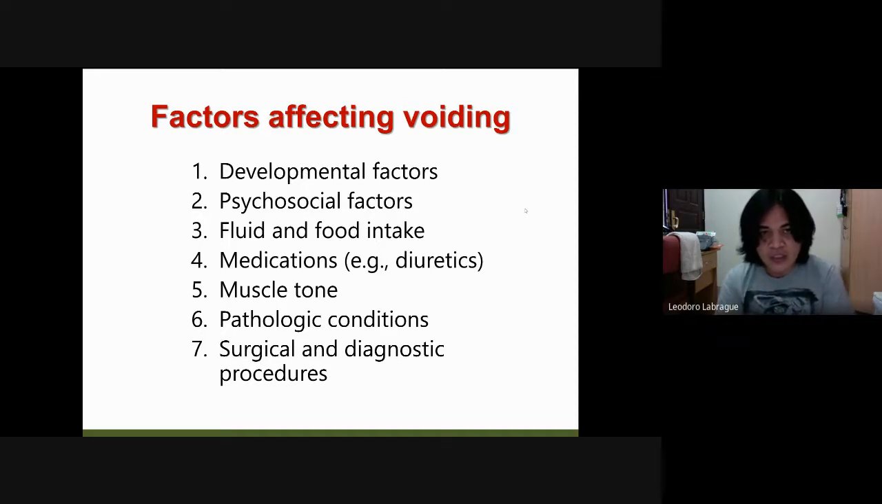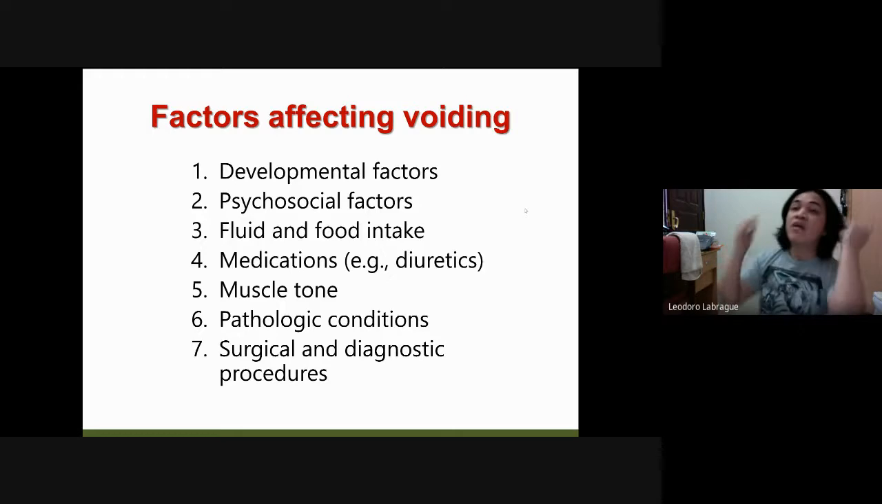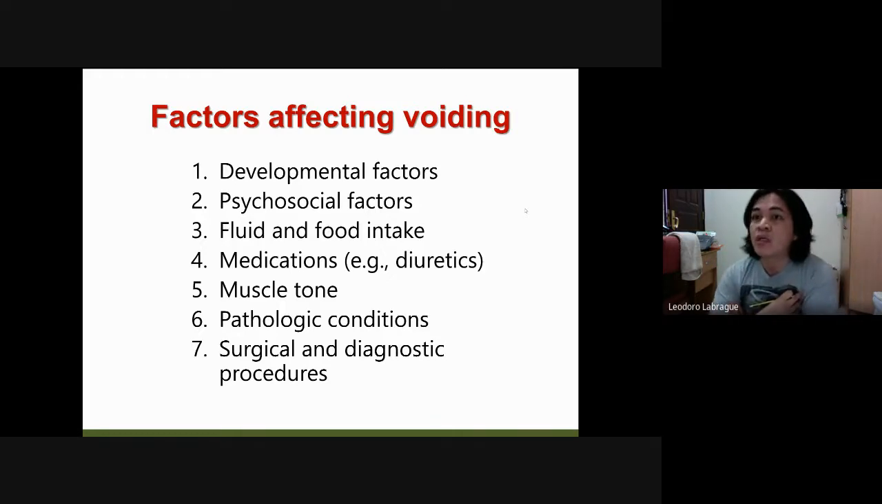Psychosocial factors are also very important as they affect urination. What are those psychosocial factors? Of course, privacy. Even if you want to void, if you are in an open space, of course, no one would void in that area. That's why you can control, and that's why you look for a private area.